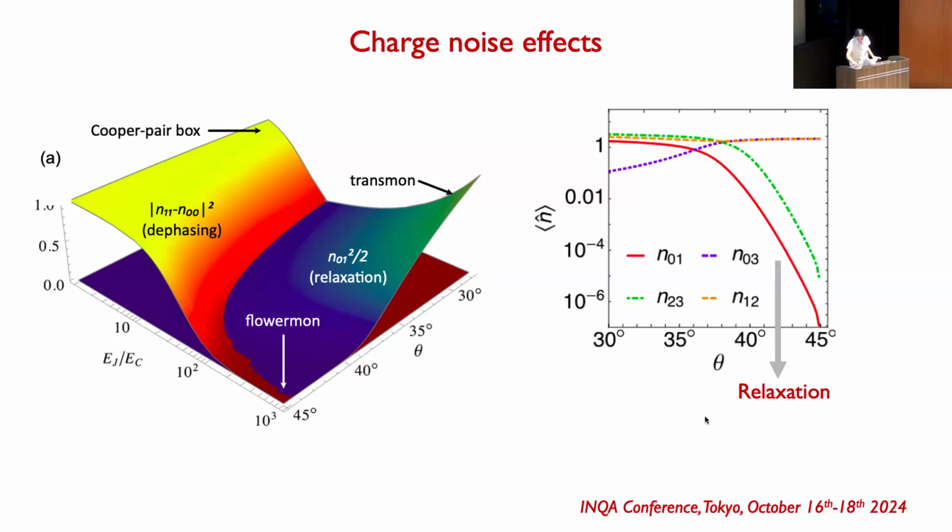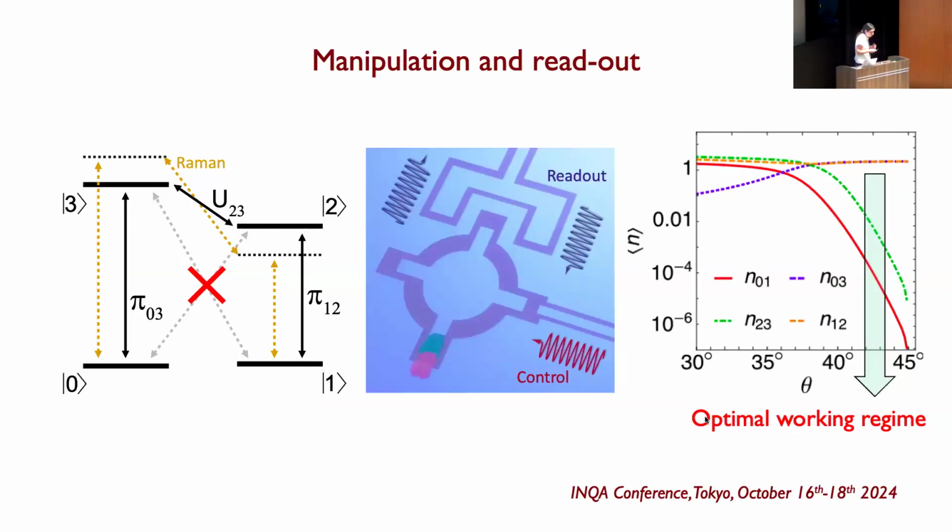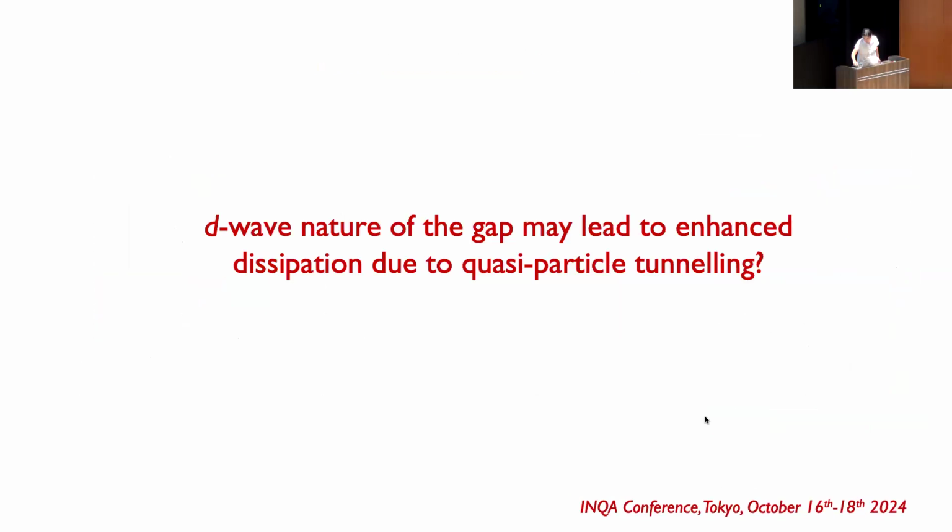Of course, if you avoid going exactly to 45 degrees, you can still control your system by using transitions to the higher levels that are still coupled. So you can make only the first doublet really degenerate. There is an optimal working regime where you still have the capability to control the system.